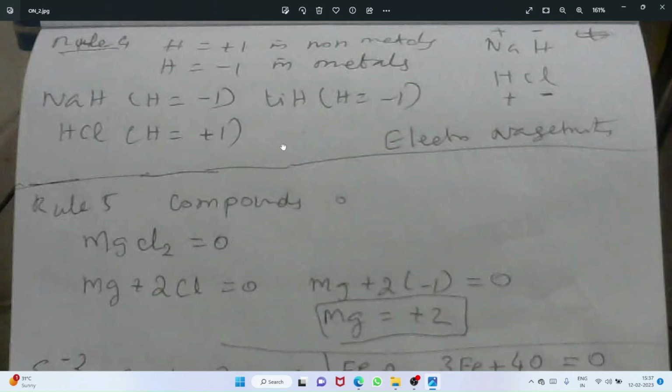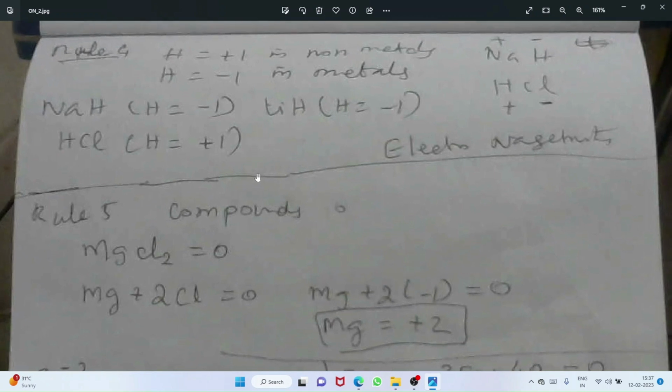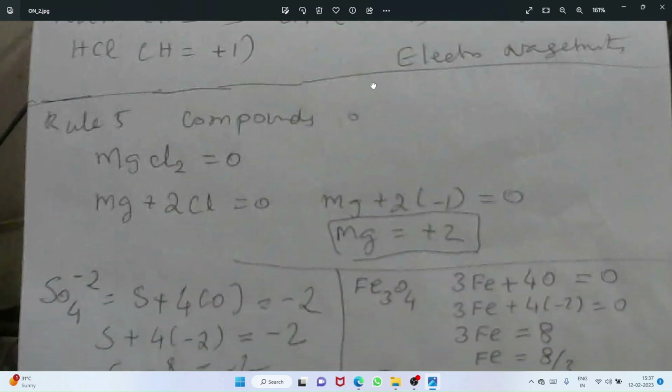So here, as I said, hydrogen in compounds with non-metals will be positive 1. For metals, it will be negative 1. So example here, NaH, hydrogen oxidation number is negative 1. HCl, it will be plus 1. So in HCl, hydrogen will have a positive charge, but in NaH, hydrogen has a negative charge. So it depends on the electronegativity.